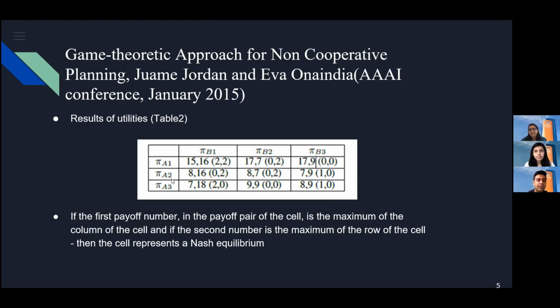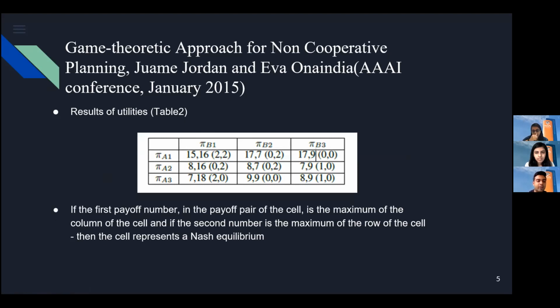The results of the utilities can be found in this table, which have been calculated using the tool called Gambit. We know from the Nash equilibrium that we can find it in a payoff matrix using the fact that the first number in the payoff in the cell should be the maximum in the column, and the second number should be the maximum in the row. Here we can see that the action denoting pi A1 and pi B1, which is the first cell itself, is the Nash equilibrium here.